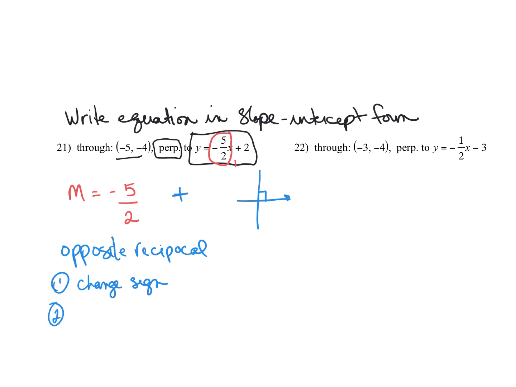The second thing, the reciprocal, refers to flipping the fraction. So the reciprocal means the numerator becomes the denominator and the denominator becomes the numerator. So instead of 5/2, my reciprocal is 2/5.